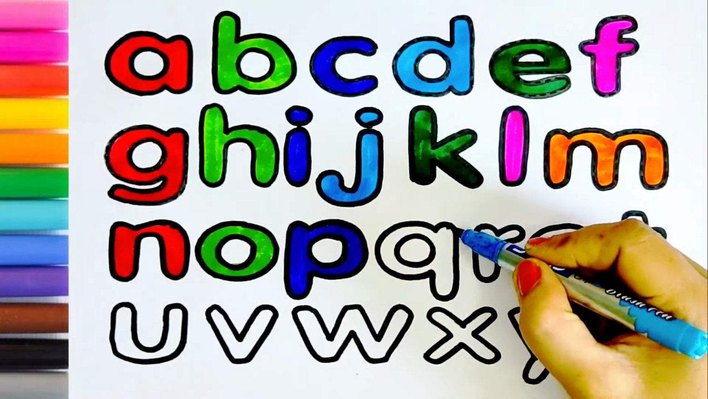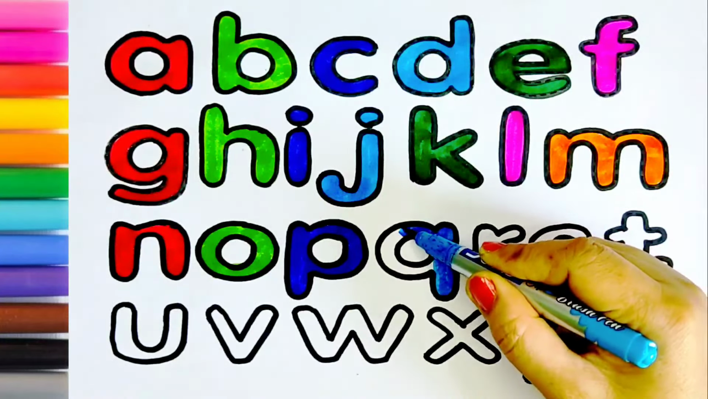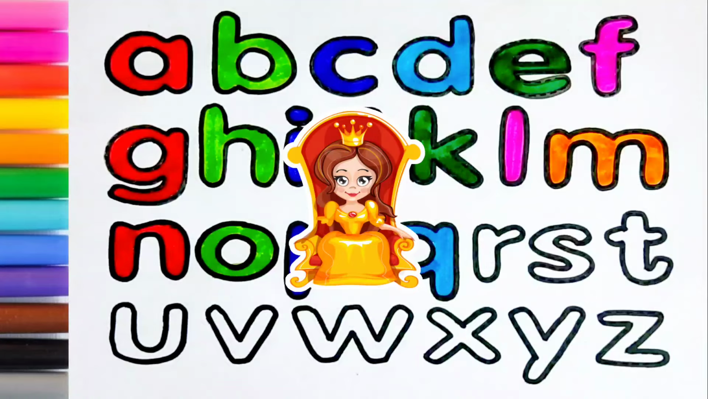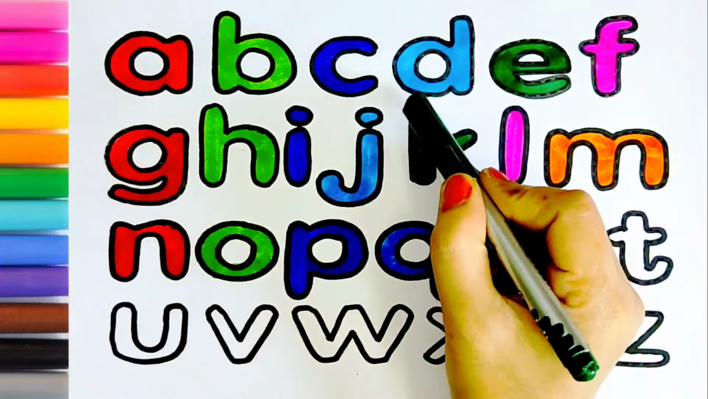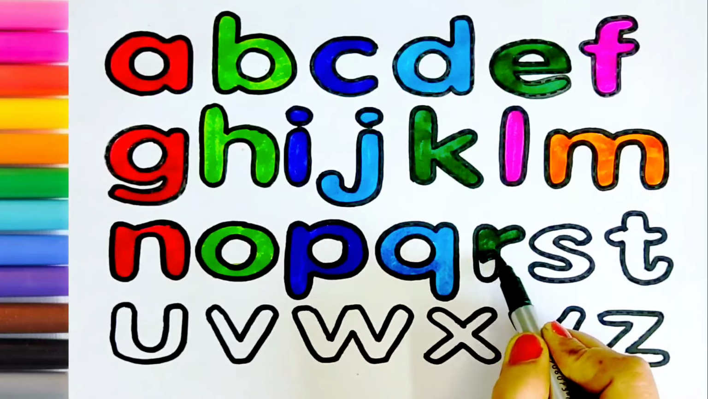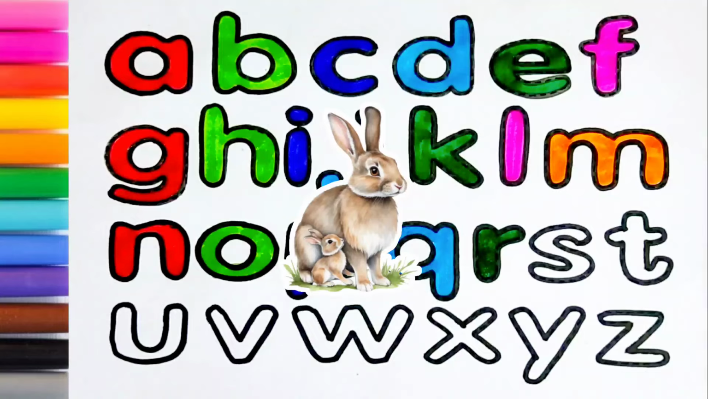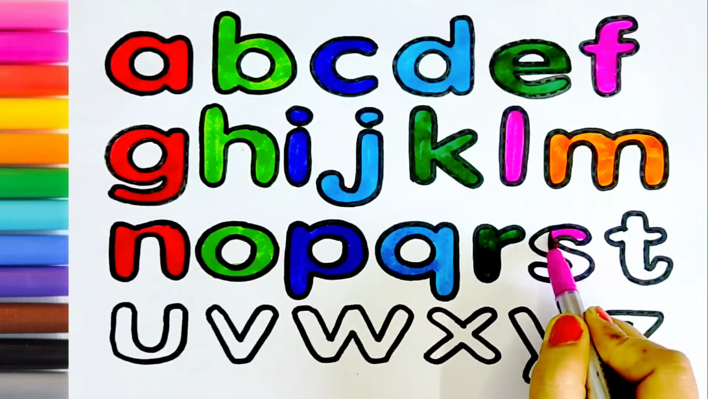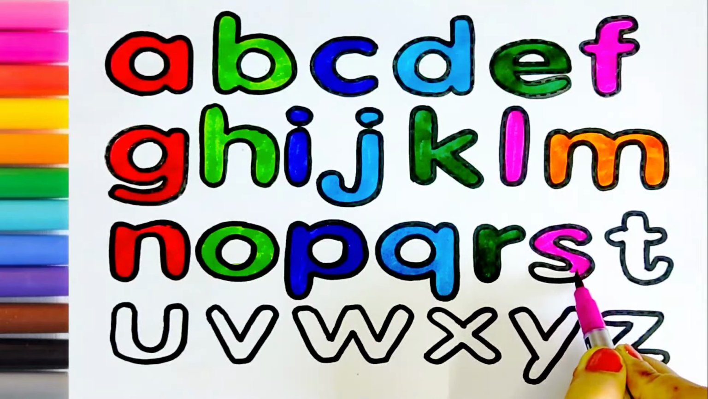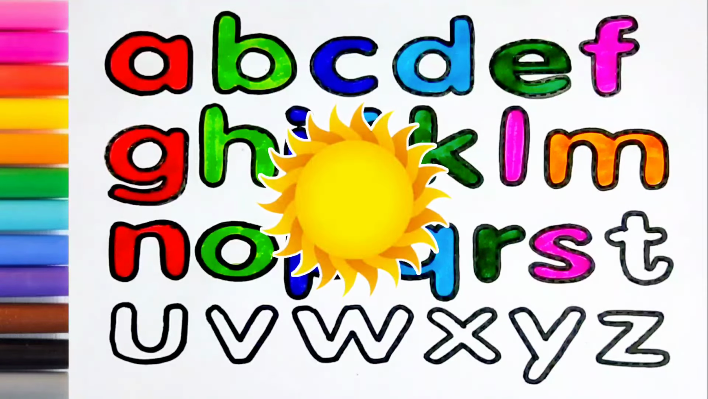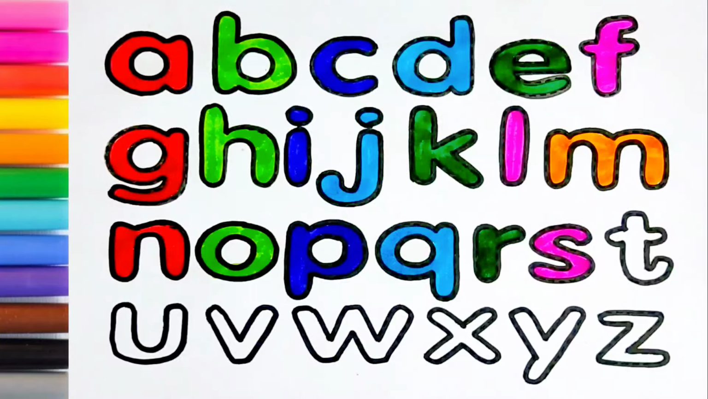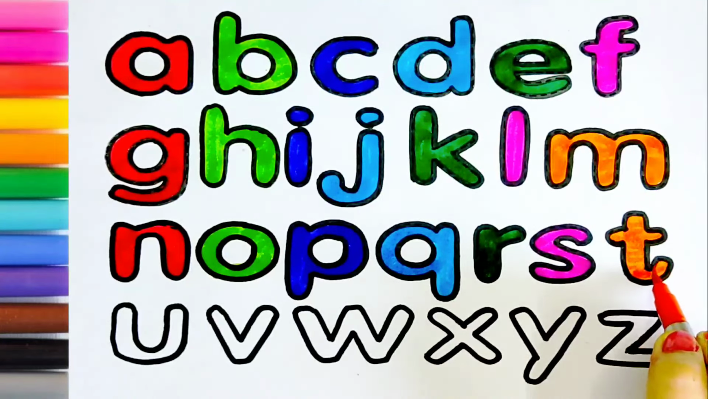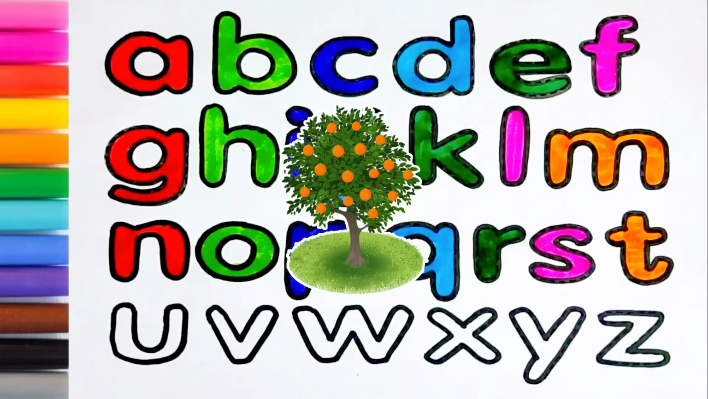Sky blue color. Q. Q for queen. Dark green color. R. R for rabbit. Pink color. S. S for sun. Orange color. T. T for tree.